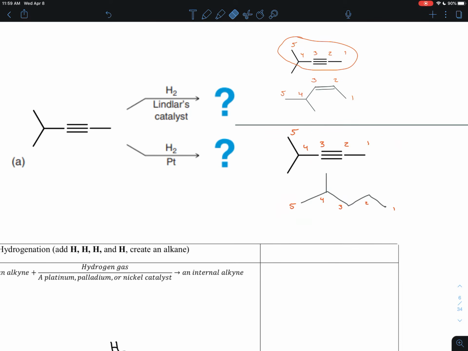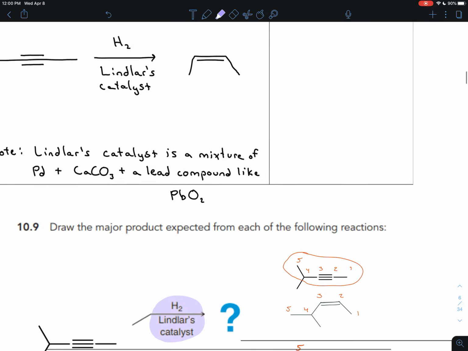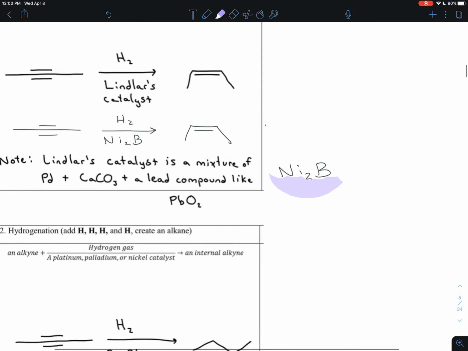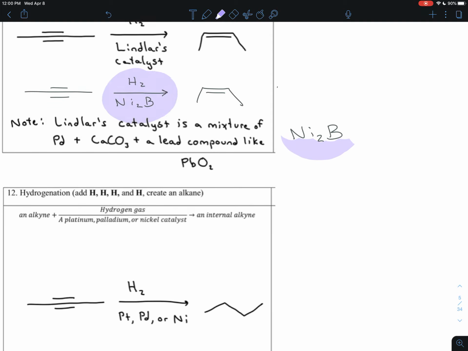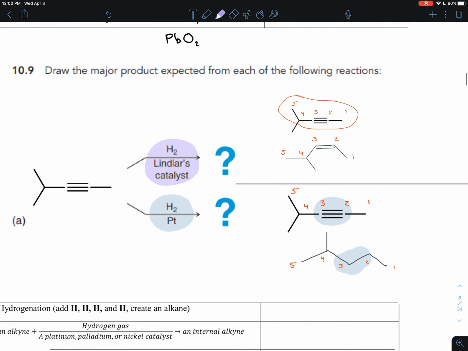So you can compare those two molecules. The only difference between them is what happened between carbons 2 and 3. When we did just regular old hydrogenation, the triple bond turned into a single bond, and when we did hydrogenation with a poisoned catalyst like Lindlar's catalyst, and don't forget about the other poisoned catalyst, which we said was this nickel-boron complex, Ni2B, that would do the same thing. That turned our triple bond into a cis double bond alkene.